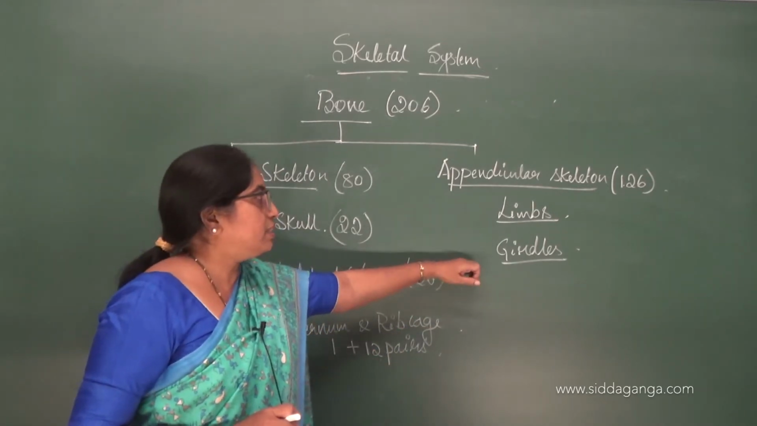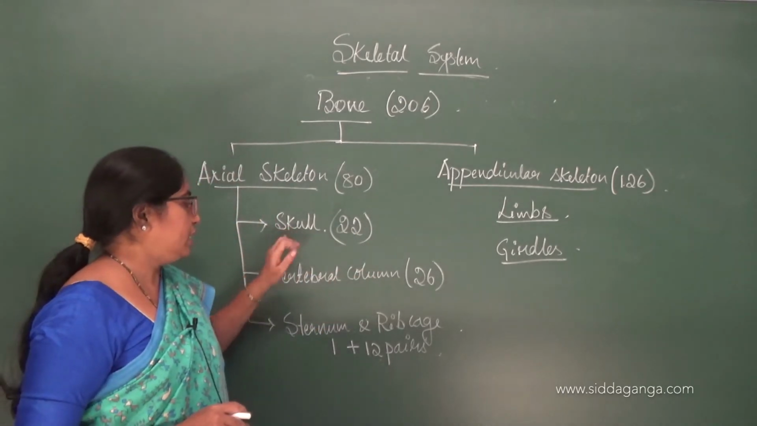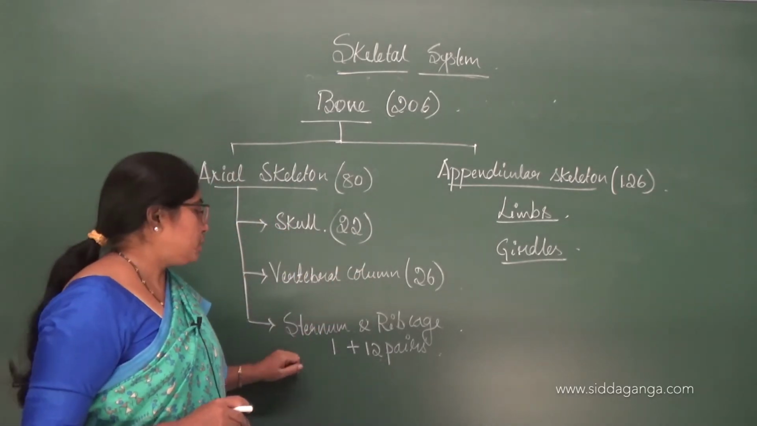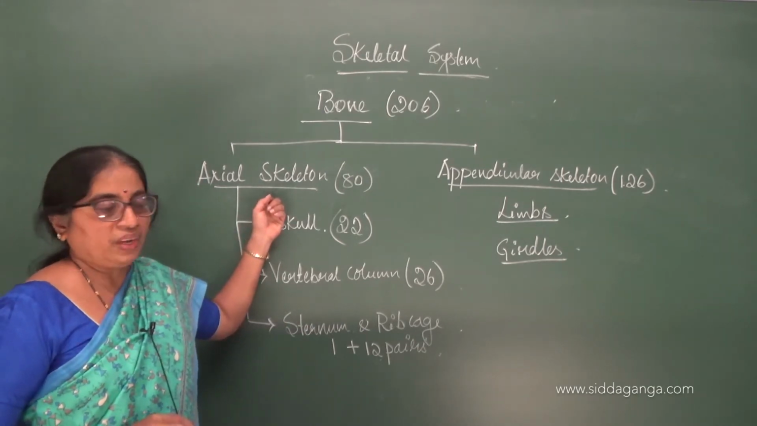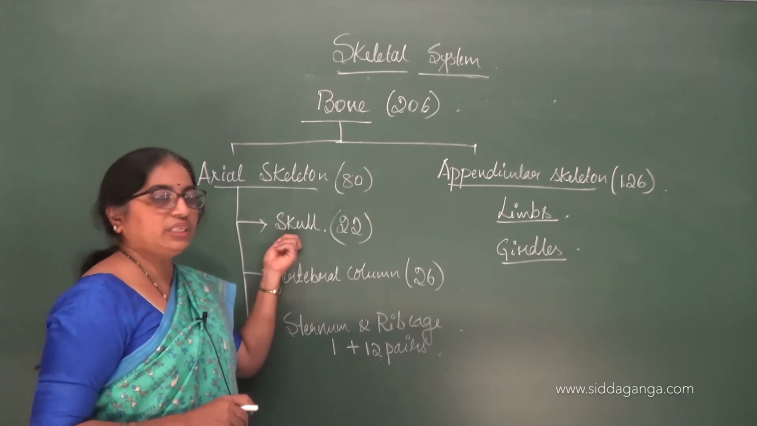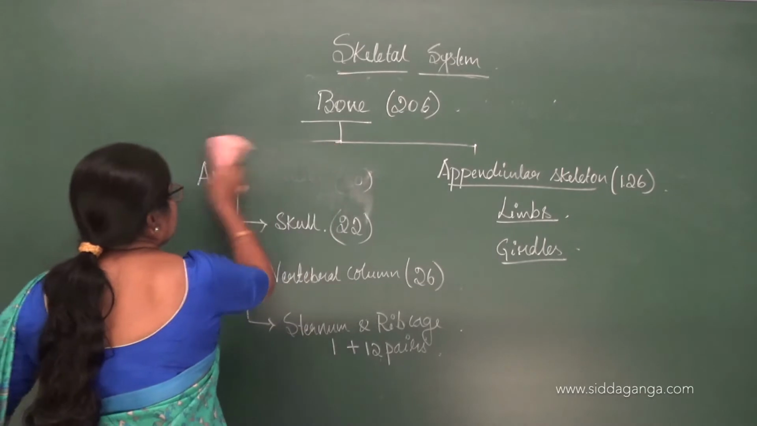So limbs and girdles are studied under appendicular skeleton, and the bones of the skull, vertebral column, and the sternum and rib cage are studied under axial skeleton. So to start with, we are going with the skull. The skull, which consists of 22 bones.